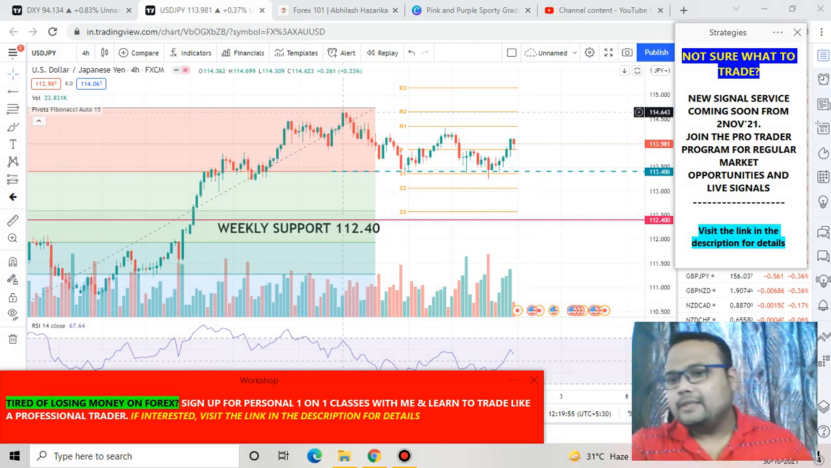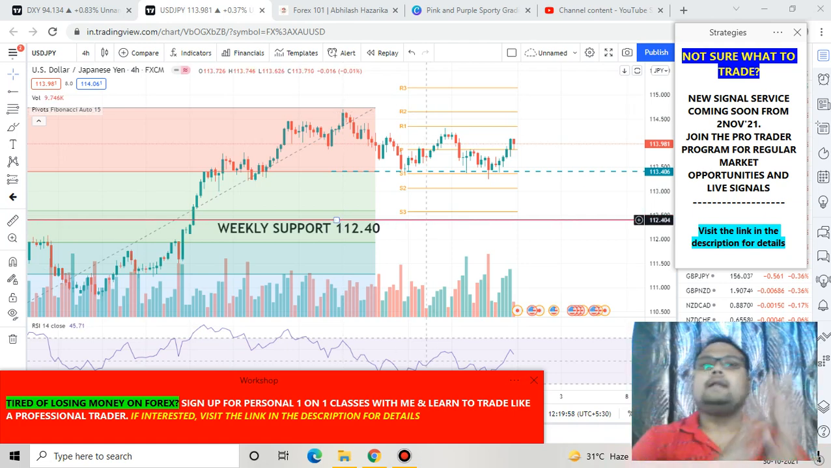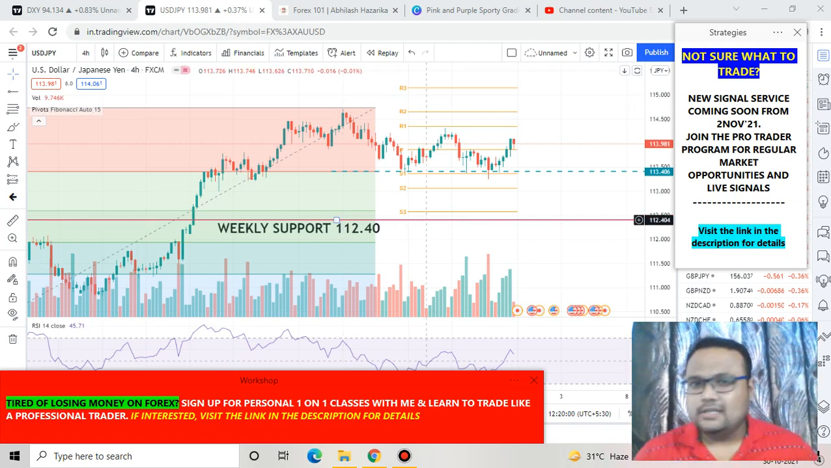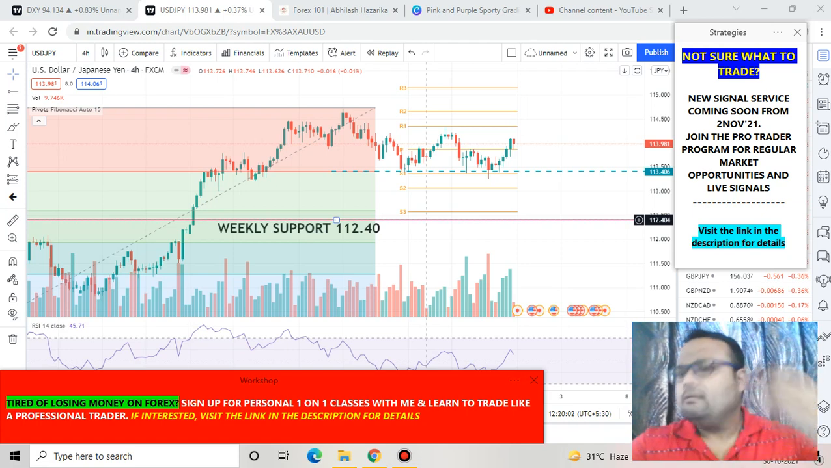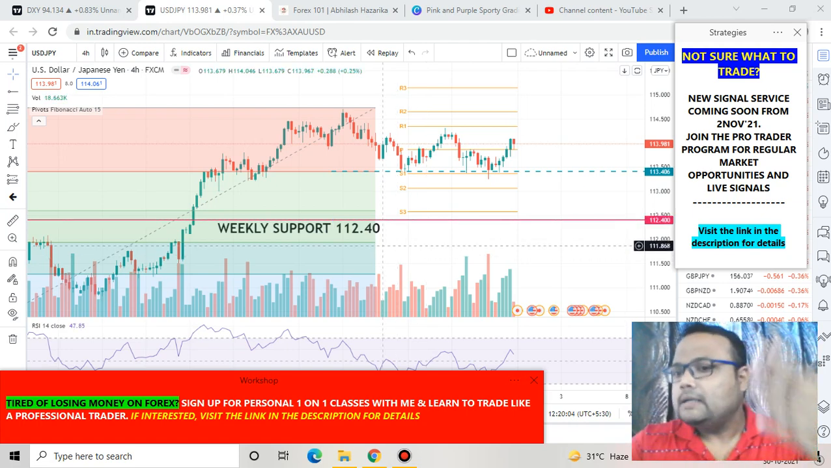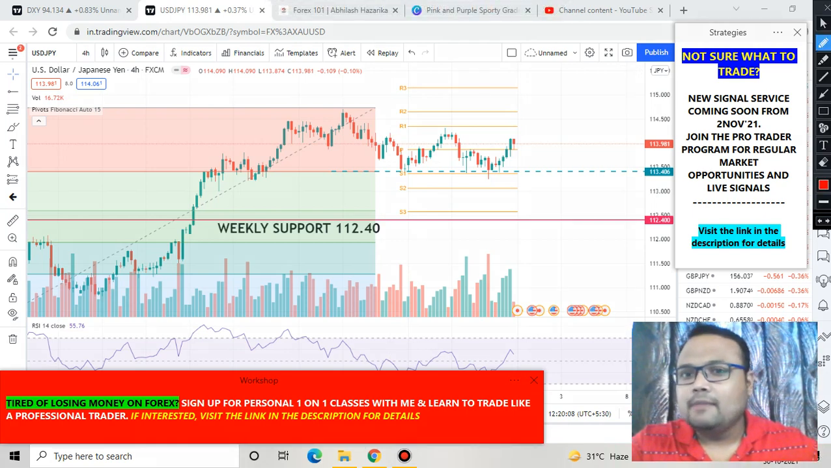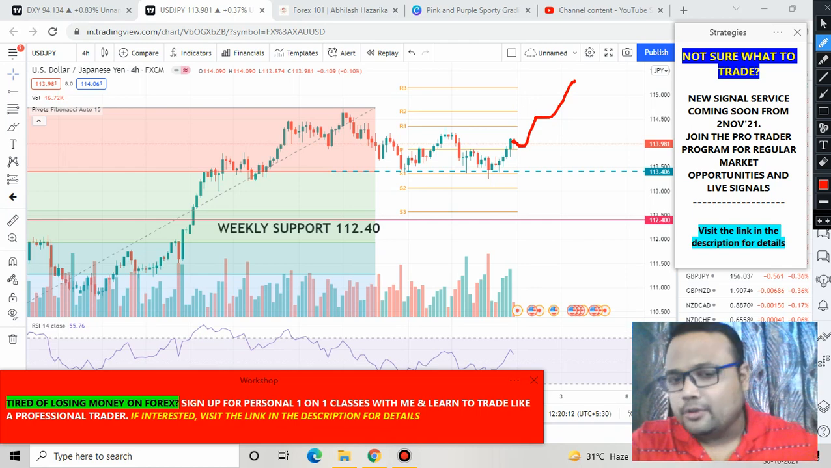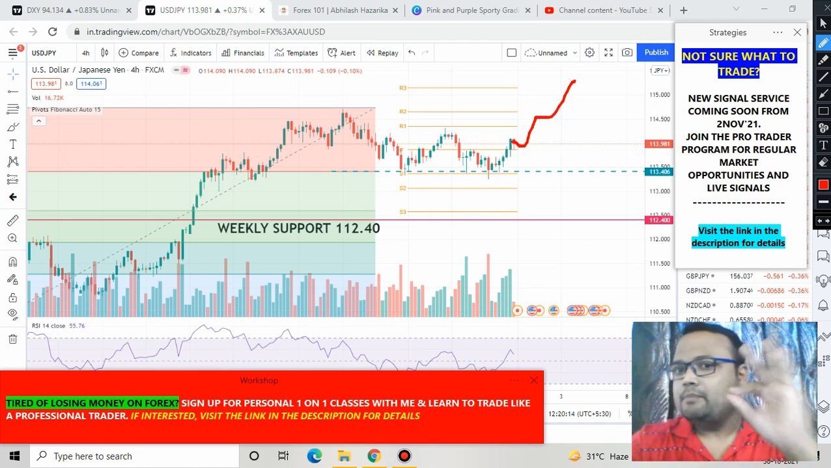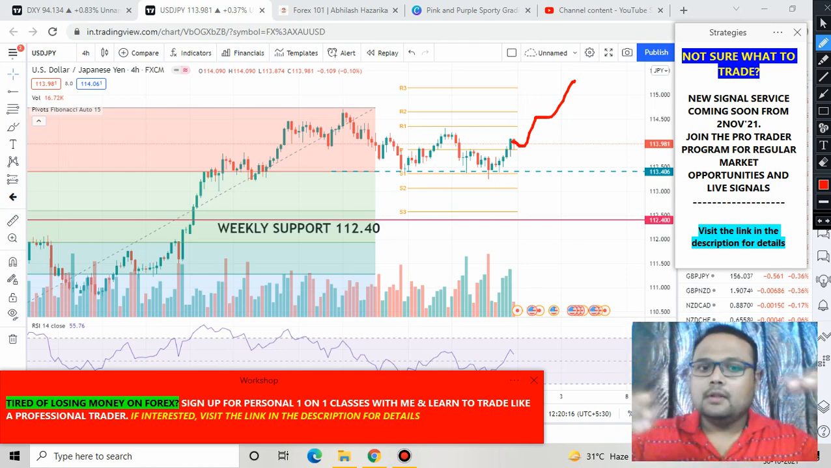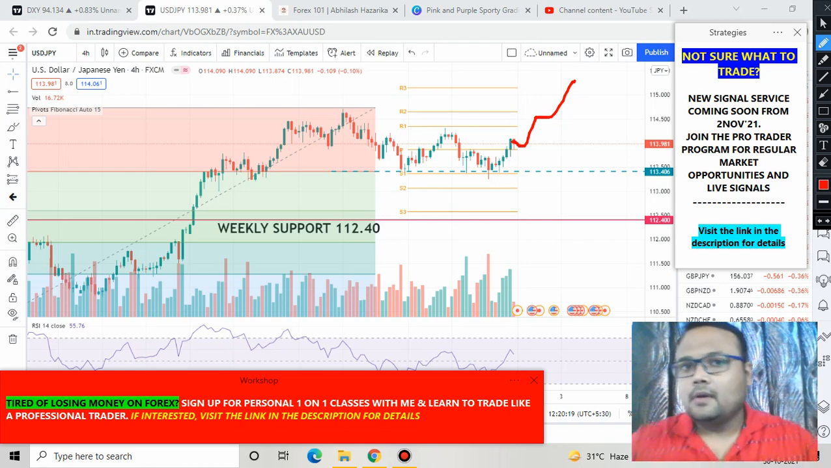And apart from this level, we do not have any other prominent level on the chart of USD JPY. But if market goes up after the market opening, if you find market going up from here like this, then do not take any buy position, because we do not have any proper support as of now. Because if you take a buy position here, your risk to reward ratio does not match.